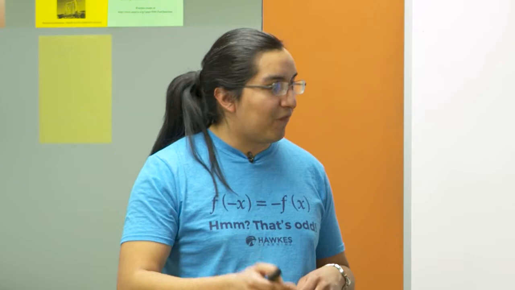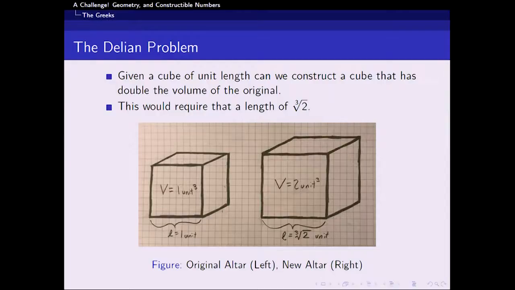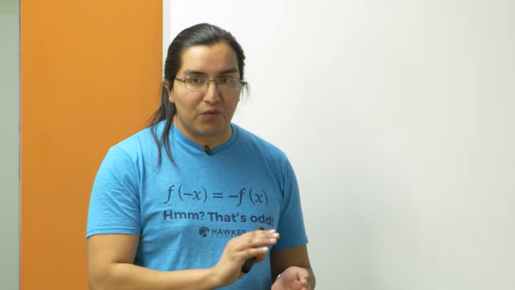And so what this means is here we have a cube with unit length, and as a result, the volume is just one again. And we want to double that, right? And so if we use, again, the equation for the volume of the cube, we find that we would have to be able to construct a side length of the cube root of 2. So essentially what we're doing is taking this problem and transforming it into a geometric construction problem.